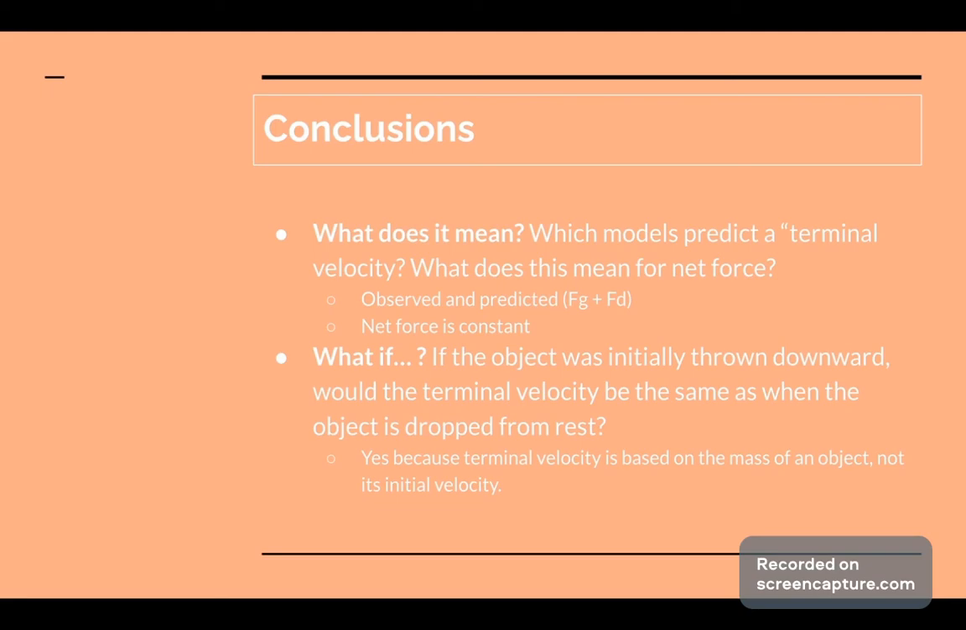If the object was thrown down, the terminal velocity would remain the same because it is determined by the force of gravity equaling out the air resistance so that a constant net force acts on the object. The initial velocity does not affect the terminal velocity.